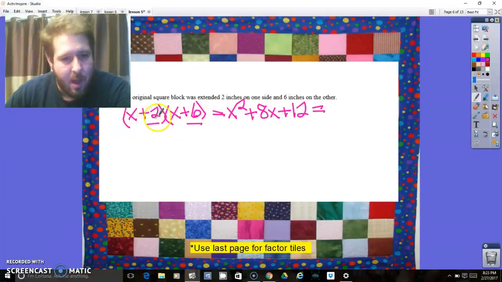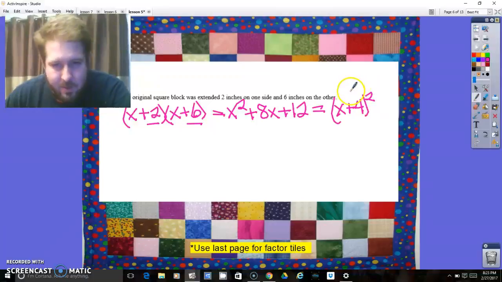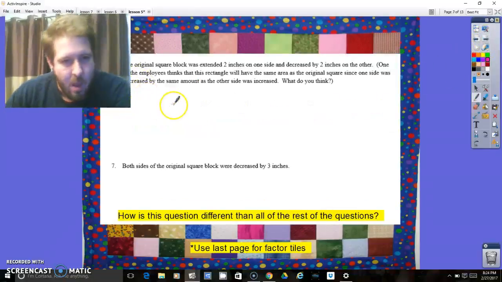There you go. We got 8 longs, so that means we got a perfect square of 4 longs on each side. And that means we need 16 units, but we've only got 12. So therefore we're missing 4 more units to complete that square. All right, question number 6.